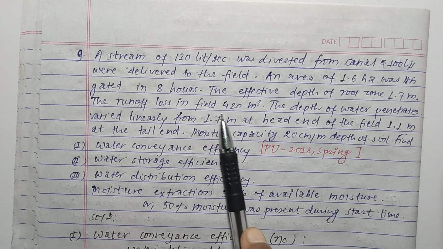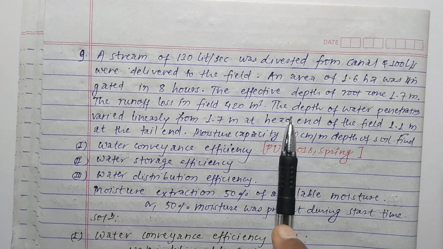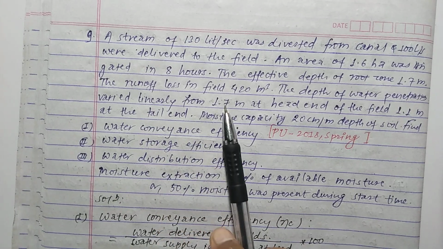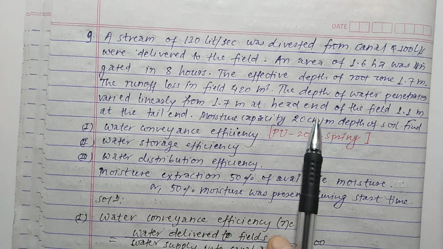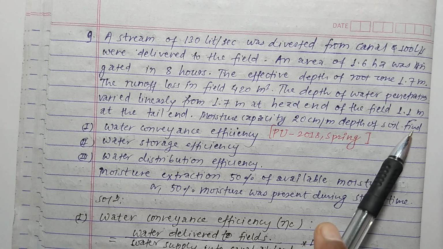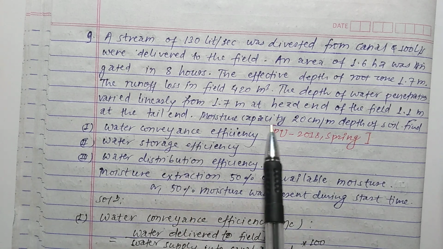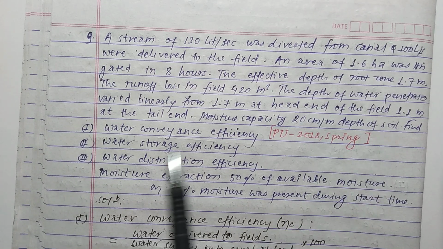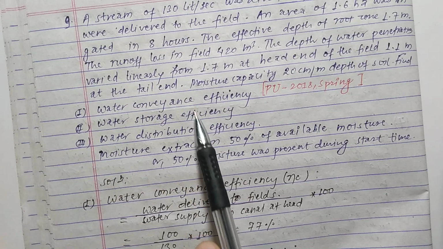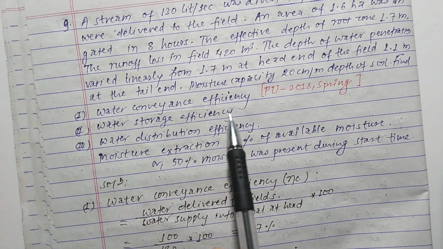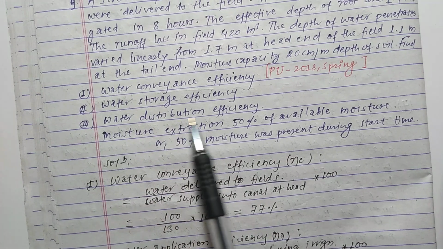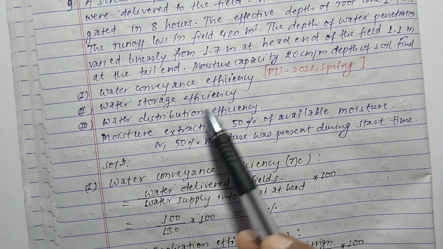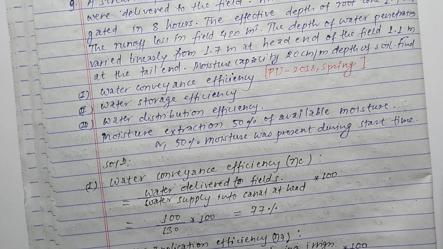The runoff loss in the field is 420 meter cube. The depth of water penetration varied linearly from 1.7 meter at the head end of the field to 1.1 meter at the tail end. Moisture capacity is given as 20 cm per meter depth of soil, and we have to find, first, water conveyance efficiency, second, water storage efficiency, and third, water distribution efficiency. We have already studied these three different efficiencies. I can show you again.